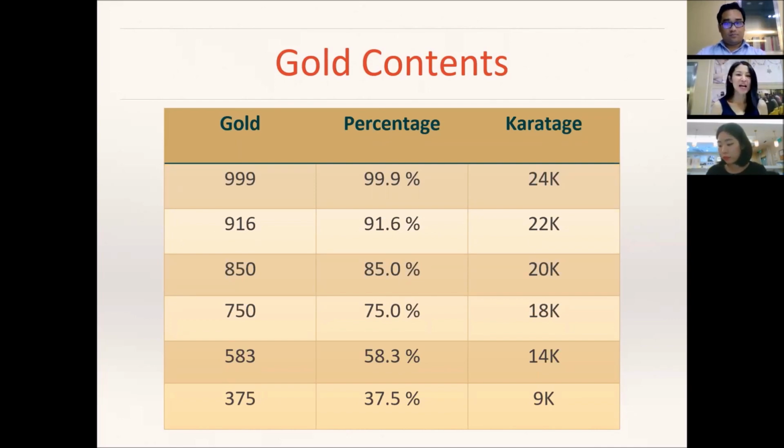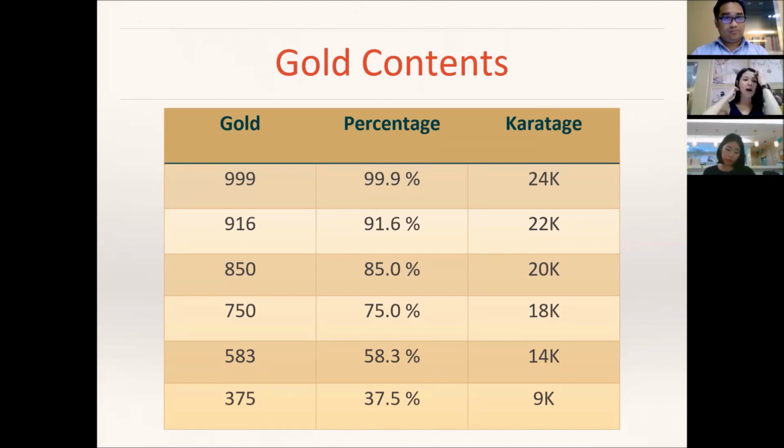So for example, when we talk about something that is 24K, it is 24 divided by 24 times 100. If something is 18K, it is 18 divided by 24 times 100. That will get you the percentage of the gold content.